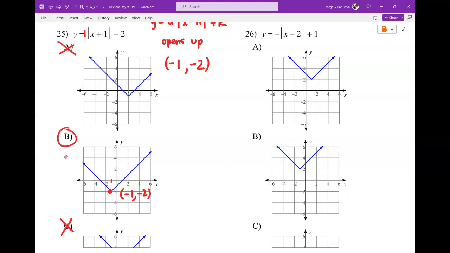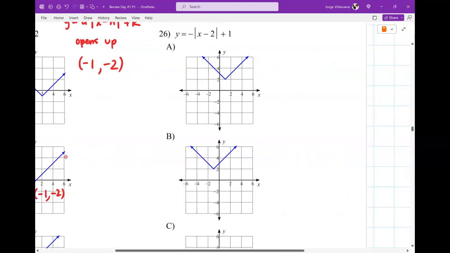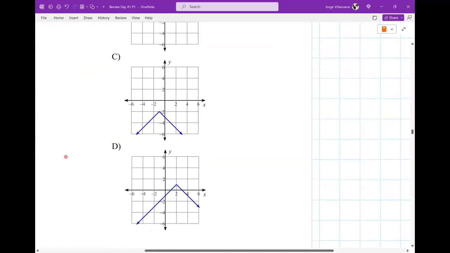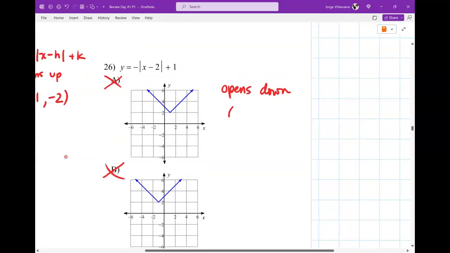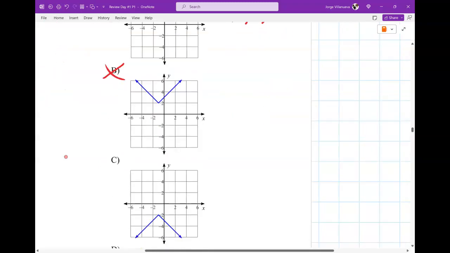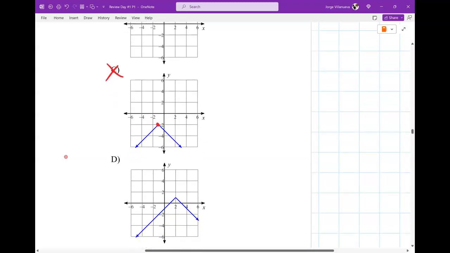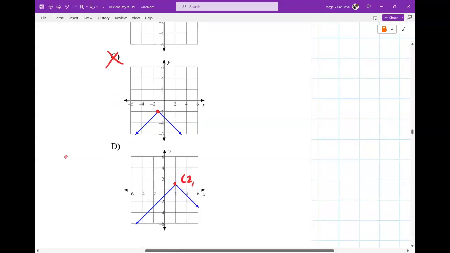All right, that's fine. So this next one, number 26, should open which way? Opens down. So let's start with that. It can't be A, can't be B. C and D are options, so okay. What's my vertex? 2, 1. So good, 2, 1. So let's see. This right here is -1, -2. It can't be that one. This right here is 2, 1. So there you go. So we'll stop there.